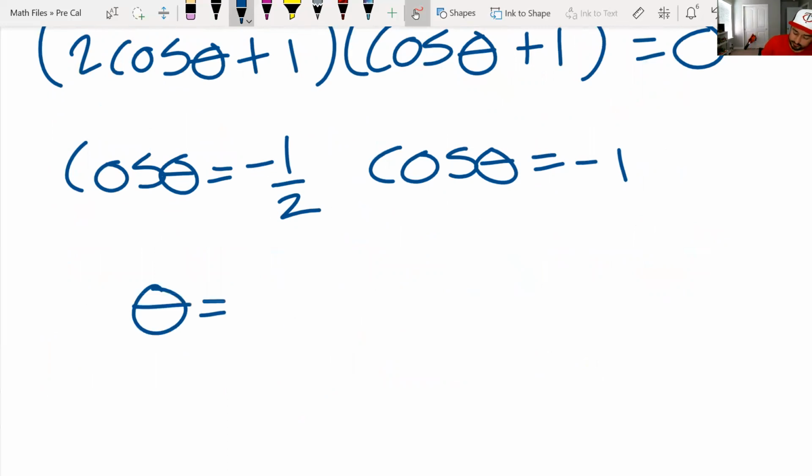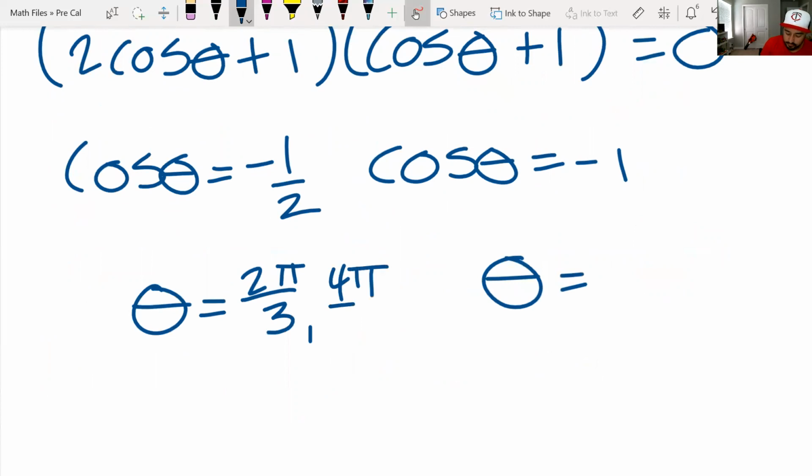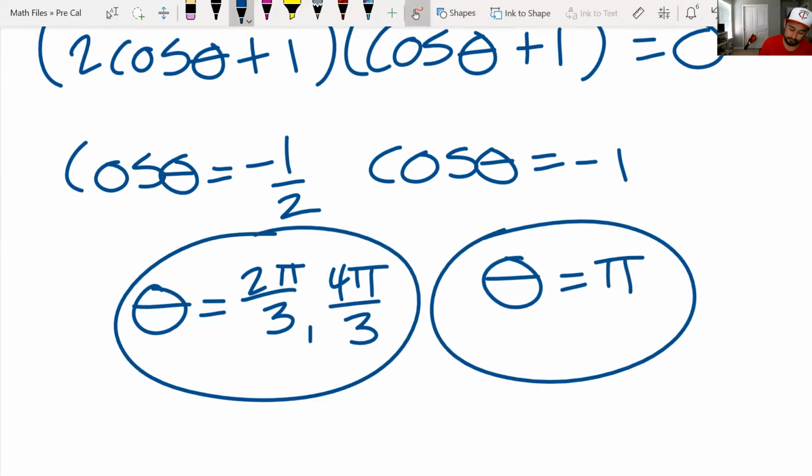Now we ask ourselves again, where on the unit circle is cosine equal to -1/2? And that's going to be at 2 pi over 3 and 4 pi over 3. And where is cosine equal to -1? That is just at pi. There's our solutions.